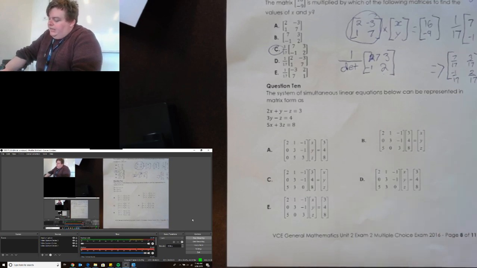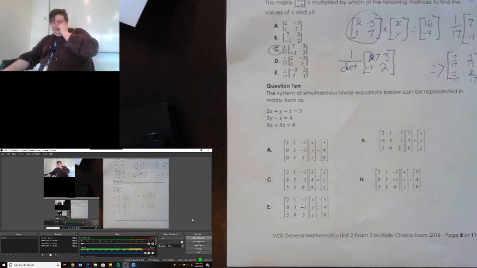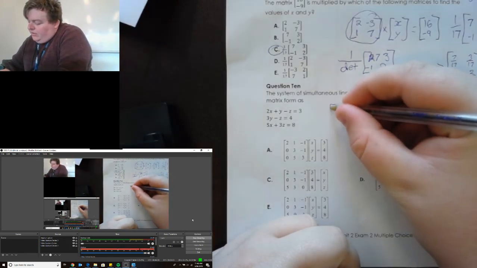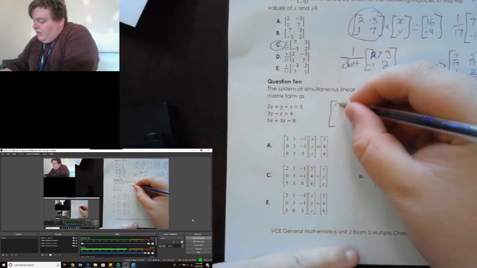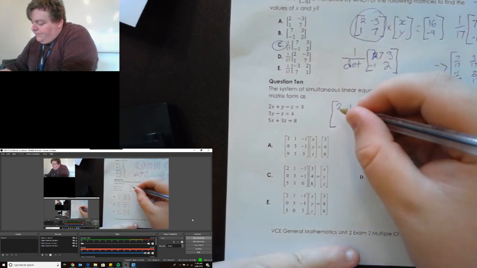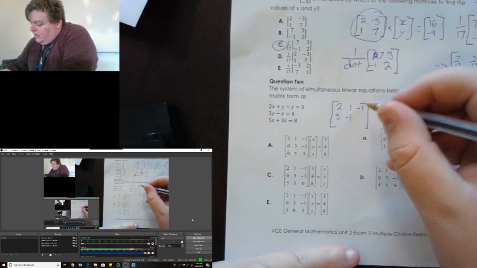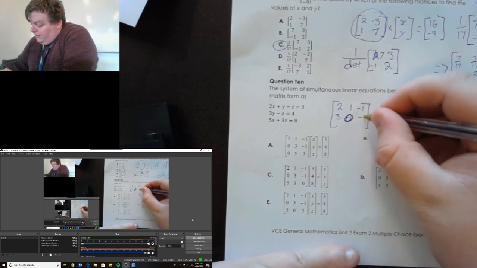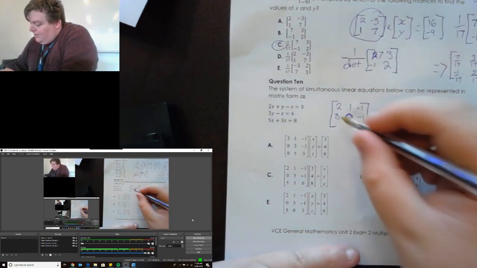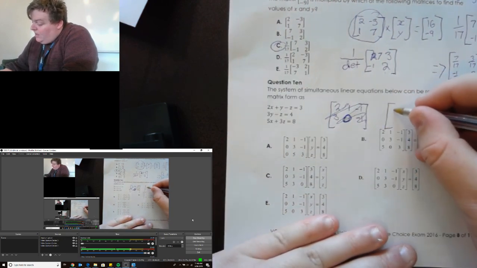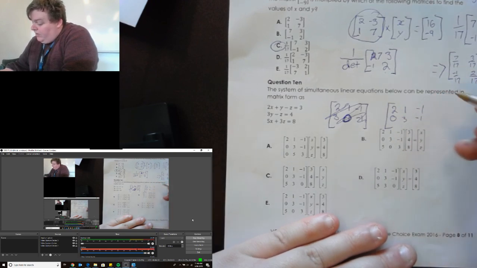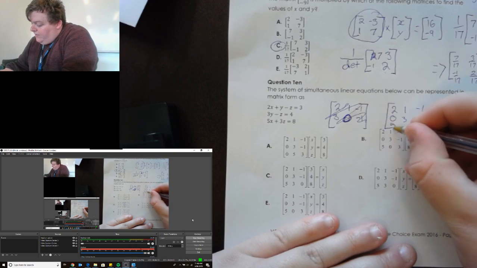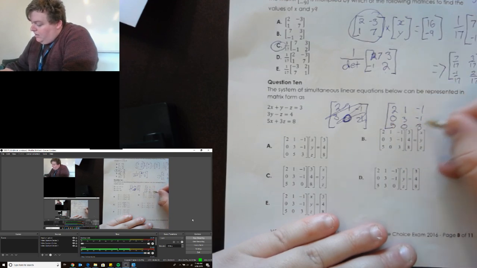The system of simultaneous equations below can be represented in the form of... Okay. So if we were to put this into matrix form, it would be 2, 1, -1, 3, -1, 3, 0, -1, because there's no x. Far out. Let me start that again. 2, 1, -1, 0, 3, -1, and we got 5, there's no y, and 3.